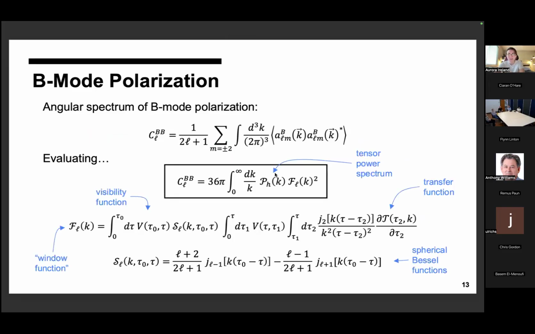As I said, P_h is the tensor power spectrum, and this is a horribly complicated thing involving the visibility function and the transfer function and spherical Bessels. But the way that you should think about this f of L squared is like a window function or a kernel, and it's going to have support on the scales that the CMB cares about, which will allow us to understand the spectra that I show you later. But just think about it like a window function.